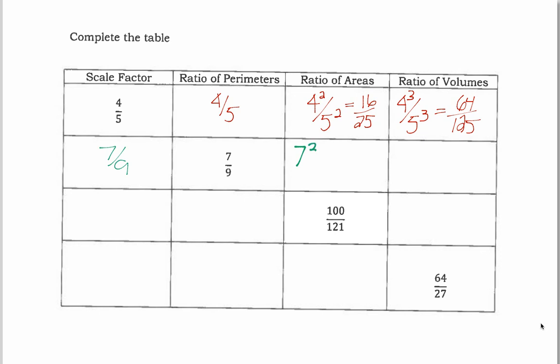This is going to be 7 squared over 9 squared, which is 49 over 81. 7 cubed over 9 cubed. Which is 343 over 729.